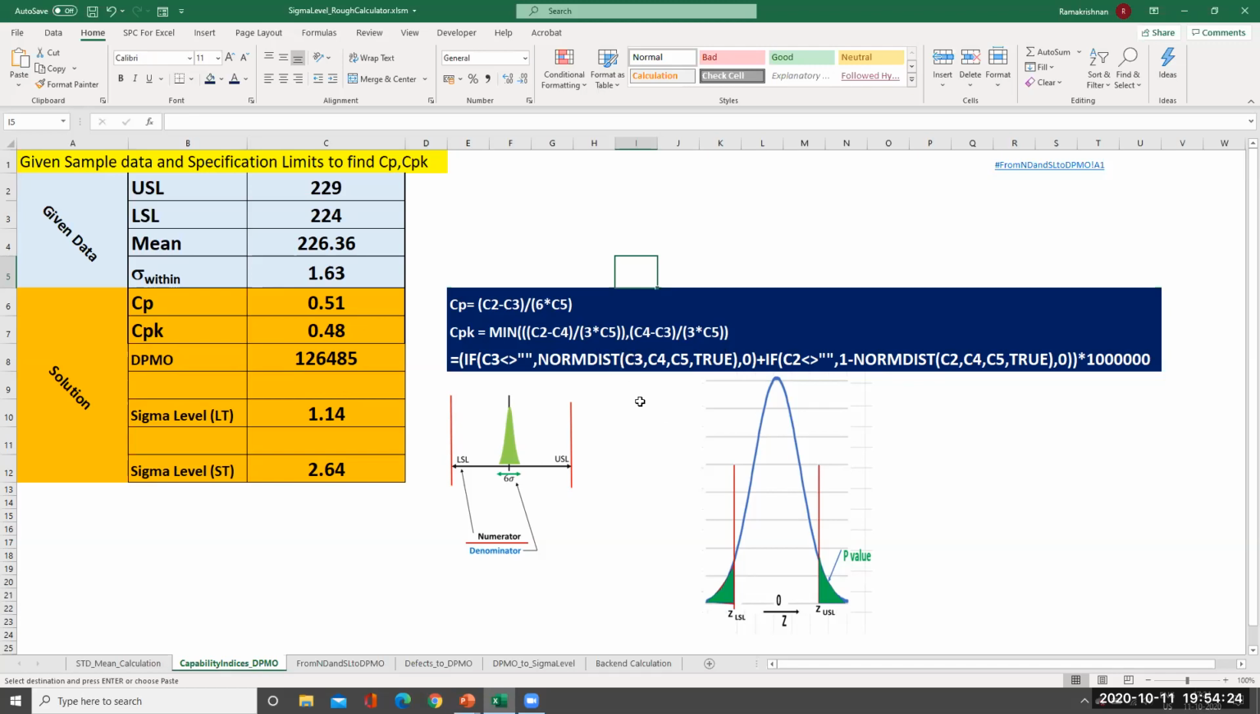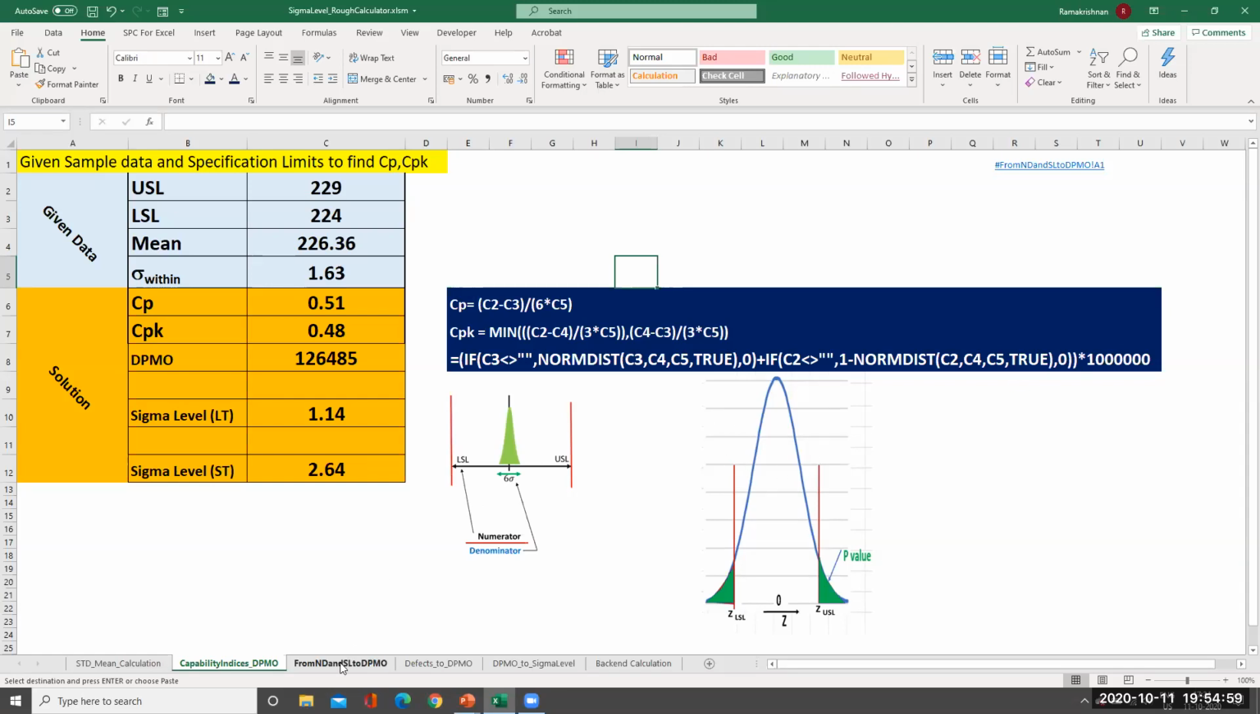I take it directly. And for this value, which is USL, I have to take the right hand side area. But since I have used true, it is going to give you the left hand side area. So I am subtracting it from 1 to get that right hand side area. 1 minus the left hand side area. So that P value is obtained for both the left hand side as well as the right hand side. These two are added and multiplied by 1 million because P is nothing but fraction defectives per opportunity. So per million means I have to multiply by 1 million.